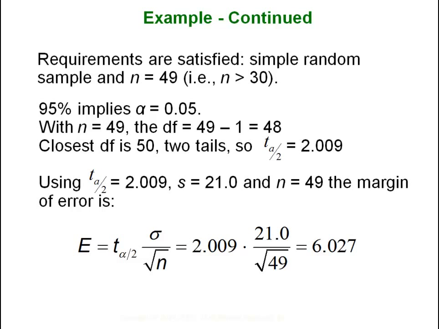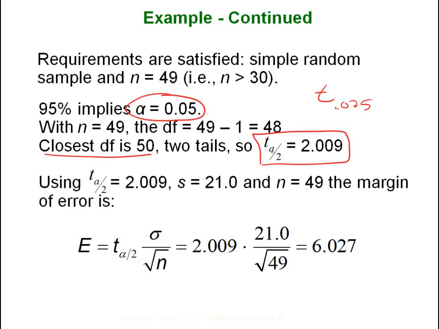If we're going to be 95% confident, just like we've seen before, that means that our alpha level is 0.05. So when we're looking for t, we're looking for a t of 0.025, because that's half of 0.05. We have a degrees of freedom of 49 minus 1, which is 48. If we're looking these things up in a table, the closest value is going to be 50. If you're using technology, you don't have to worry about that at all. This ends up being the t critical value that you get out of the table. So we're looking to see how our value compares to that.